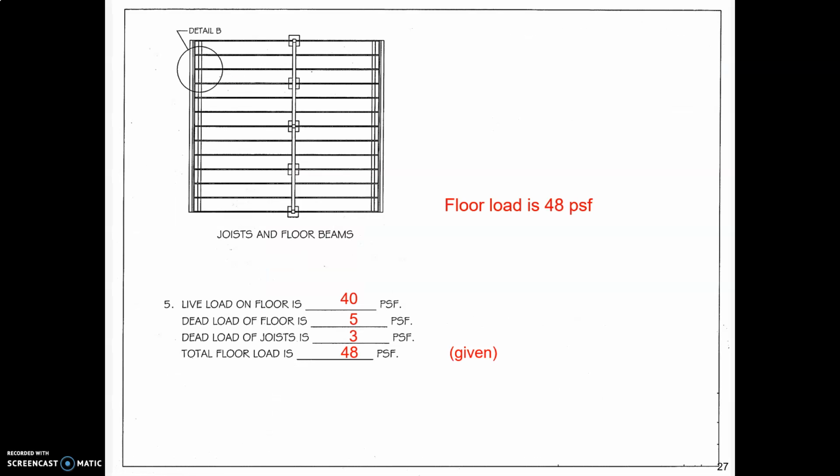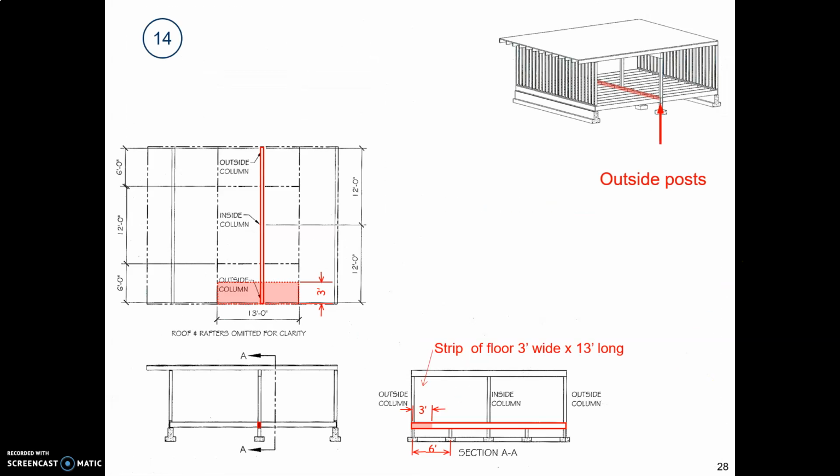Now let's review what we know about the floor load. I know we've been over this before, but we need to remember. The live load, he told us, was 40 pounds per square foot, and the dead load of the floor plus the joist was 5 and 3, so the total load on the floor is 48 pounds per square foot. That's what he gives us. Okay, so these posts underneath are 6 feet apart.